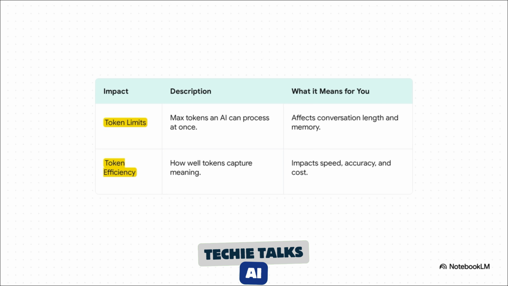Then there's token efficiency. This is huge. How smartly the text is broken into tokens affects, well, everything. The speed of the model, how accurate its answers are, and yes, even how much it costs to use, since a lot of services charge you by the token. A more efficient system means a faster, smarter, and cheaper AI.